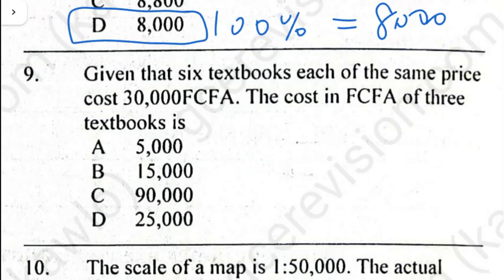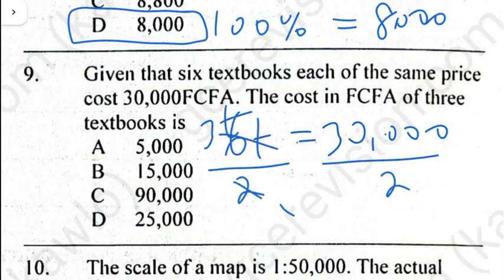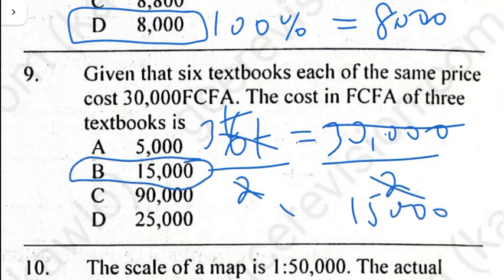So 6 textbooks is equal to 30,000. The half of 6 is 3, right? So divided by 2, divided by 2. So 3 textbooks will be 15,000. So that's going to give us 15,000 francs. The key is B.